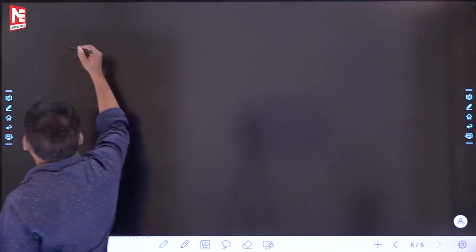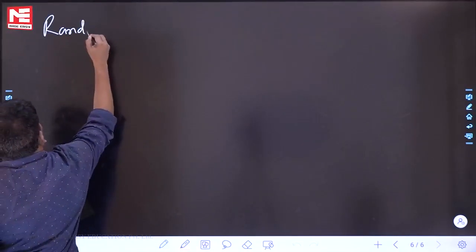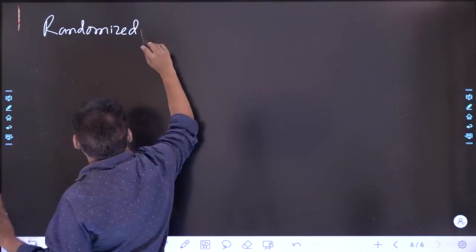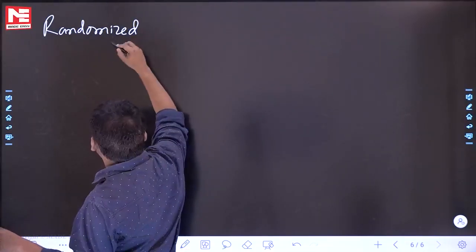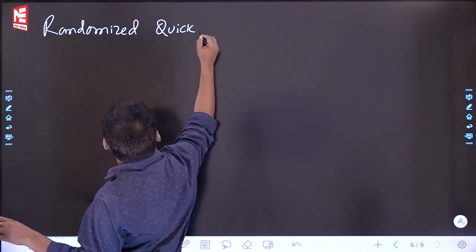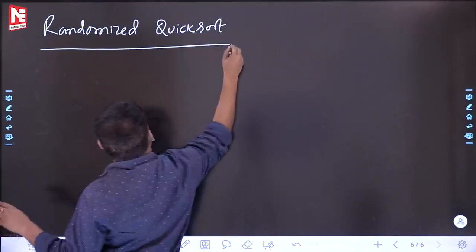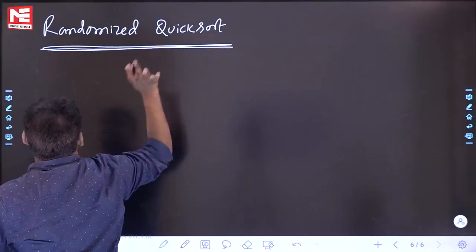See the next one. In quicksort, I have completed everything. This is the small thing pending. Let's do this also, otherwise you may think that it is a complex one. That is the reason I am covering it: randomized quicksort. It is really not required, but only for namesake I am explaining.